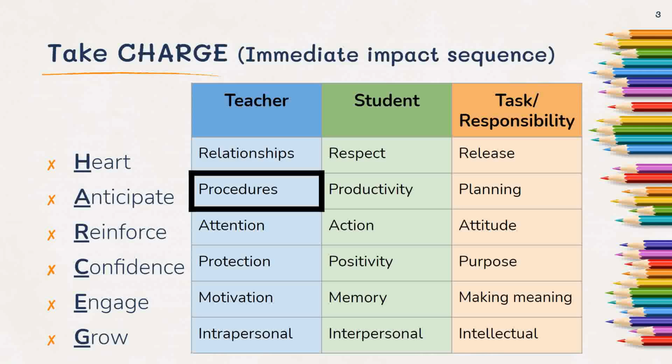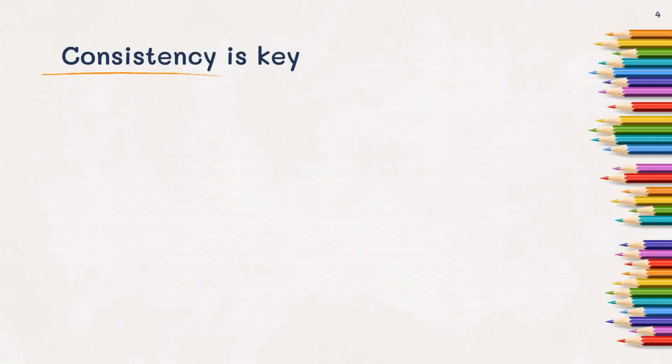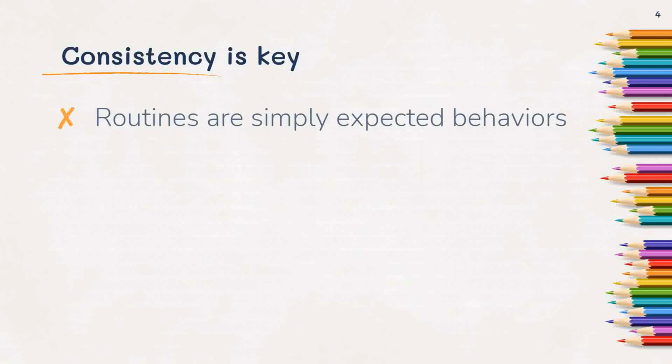I would estimate 80 to 85% of our classroom management problems would disappear if we really taught procedures and routines and we reinforce them consistently. It's not the teaching that's the problem, it's the coming back and reinforcing them again and again and again. Now, why are procedures and routines so important that they are the second thing we're talking about right after relationships? It all comes down to consistency. Routines are simply expected behaviors.